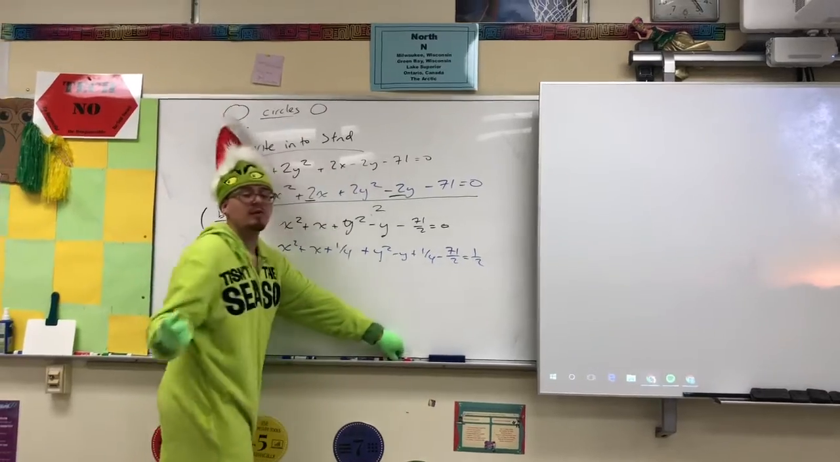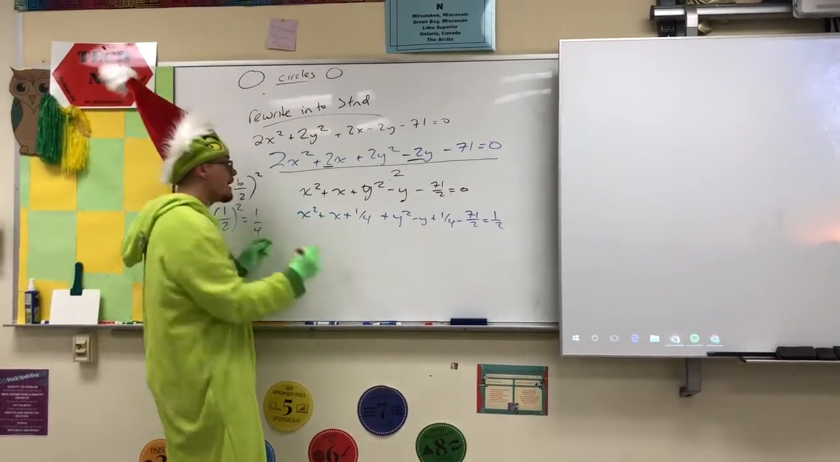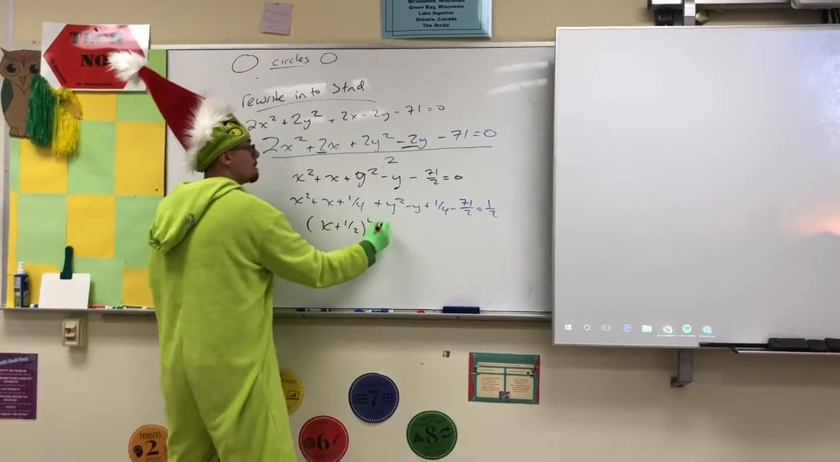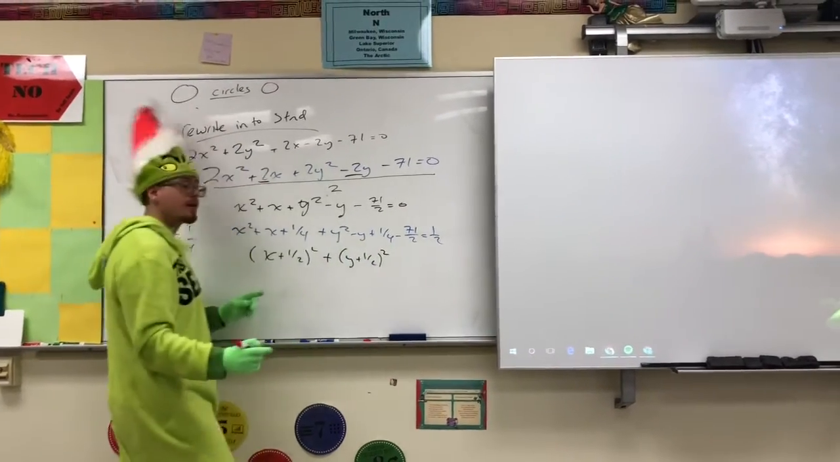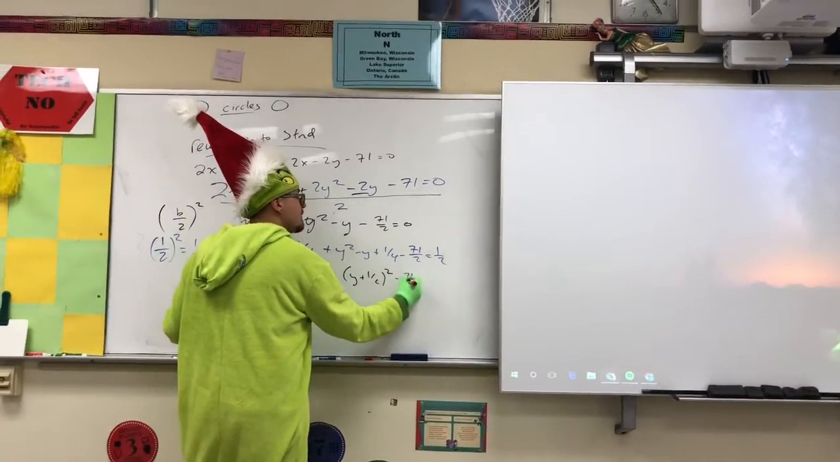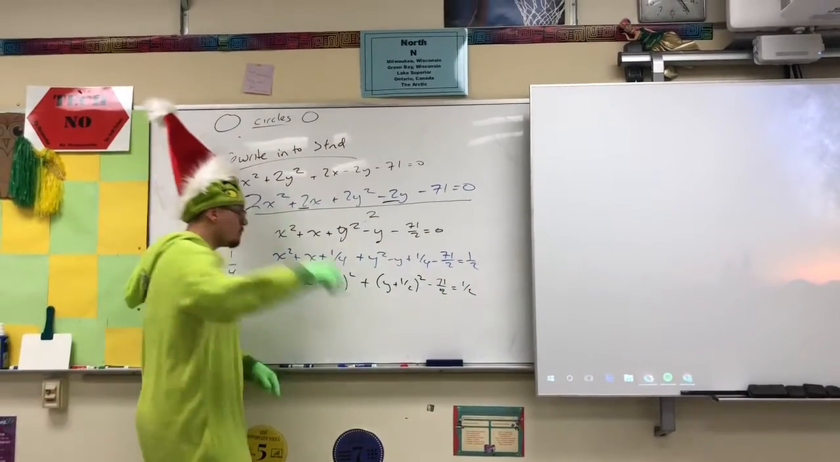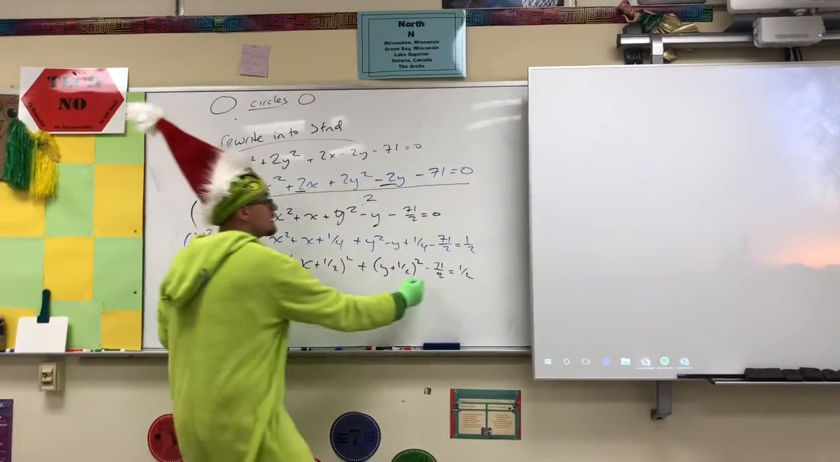Now I'm going to perfect square factor this, and the factors that multiply to 1/4 and add to 1 are 1/2. So it's going to be x plus 1/2 squared plus y plus 1/2 squared minus 71 over 2 equals 1/2. Now I have to add that 71 over 2 to the other side because I have to make this look like my standard form equation. So I'm going to add that.